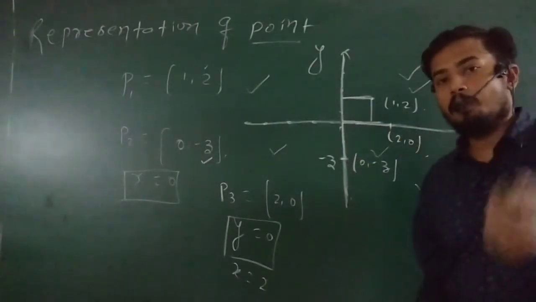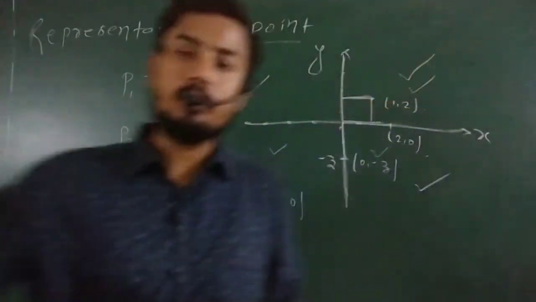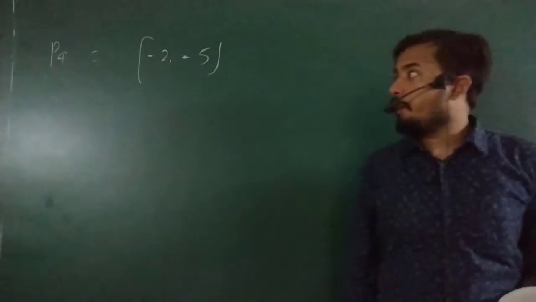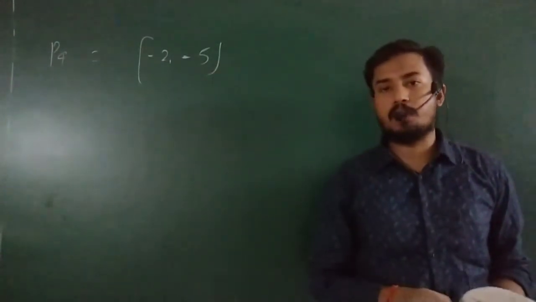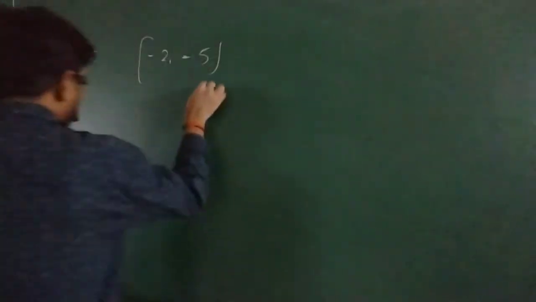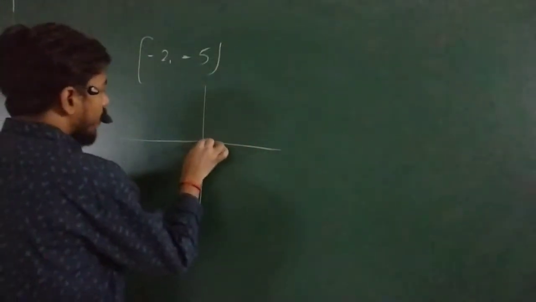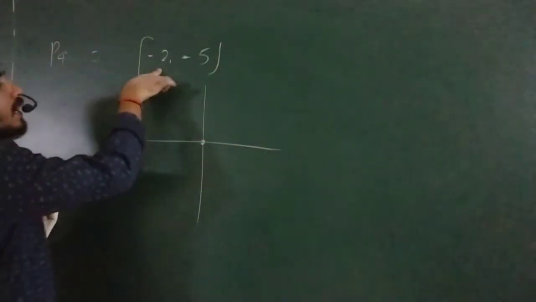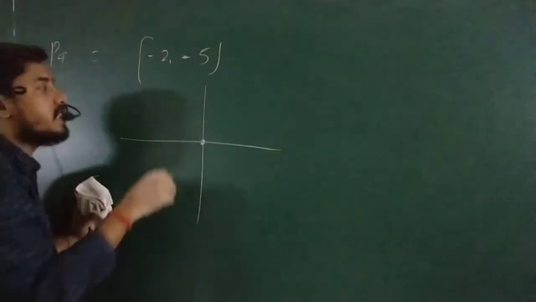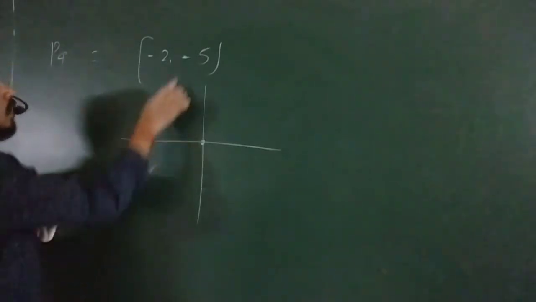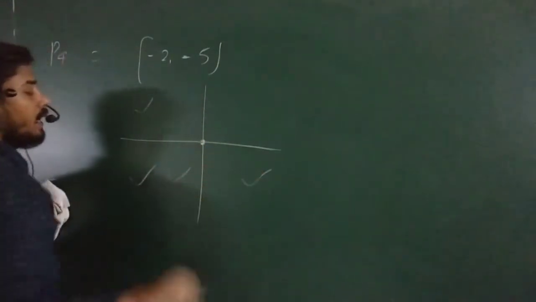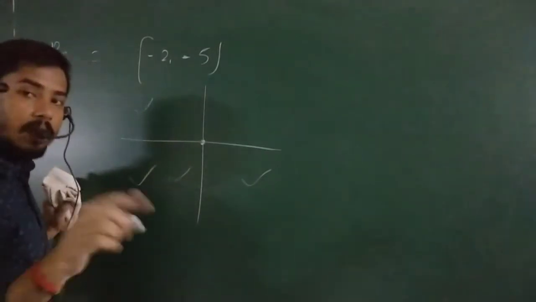So see, one more question for you. You have to represent (-2, -5). How will you represent it? Simple, very easy. See, this is the origin. X negative is what? Left of the origin, here and here. Y is also negative, it means below the origin, here and here. So there is a double mark here.